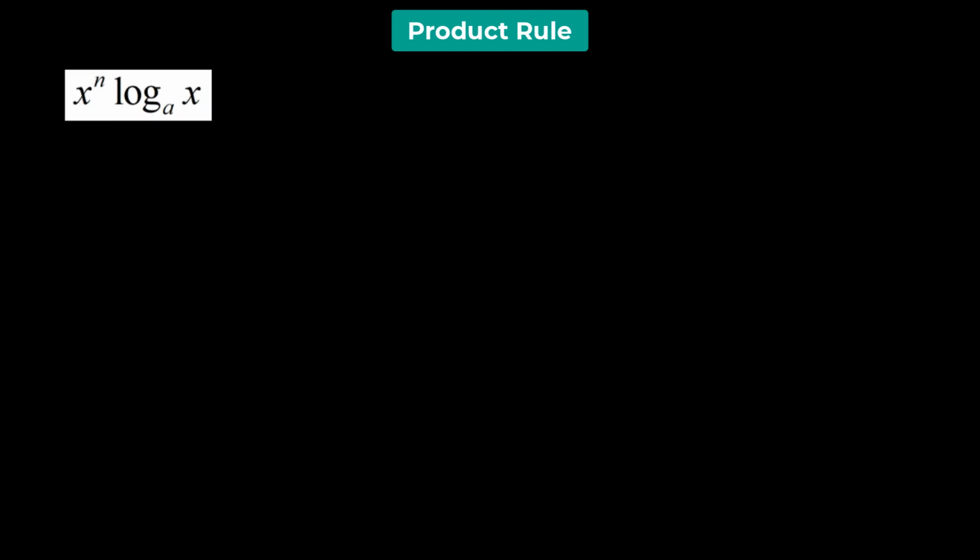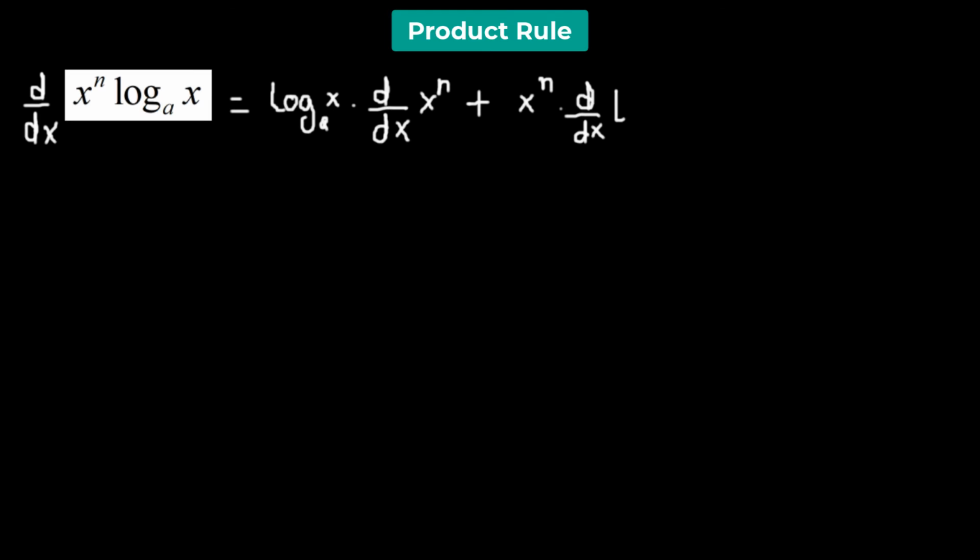Let's do another one. So here we have the function x raised to the power of n multiplied by the logarithm of x with base a. We have to find its derivative with respect to x. So that will be equal to, let us consider log of x with the base of a as the first function multiplied by the derivative of the second function, which is x raised to the power of n, plus x raised to the power of n times the derivative of log of x with the base of a.